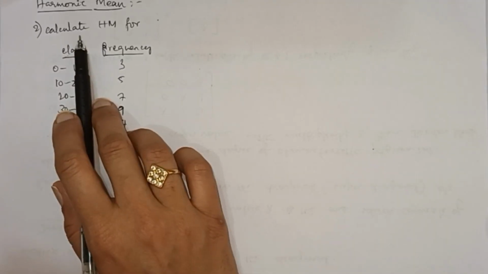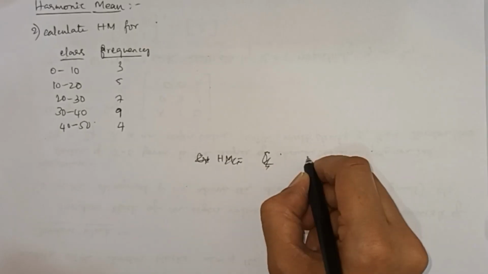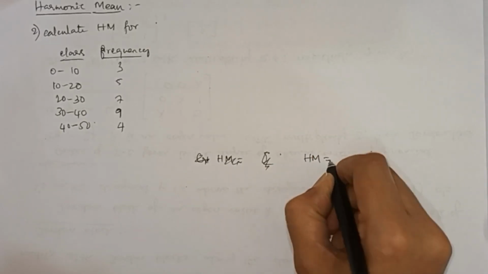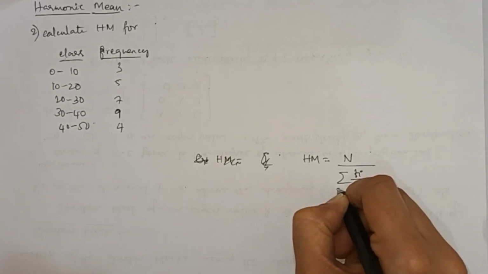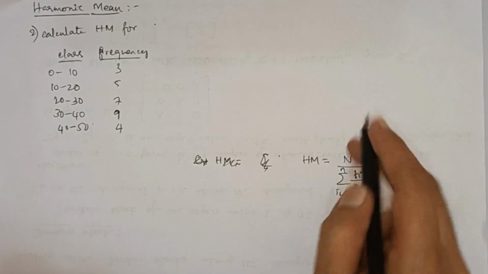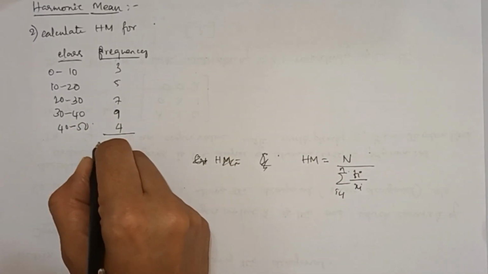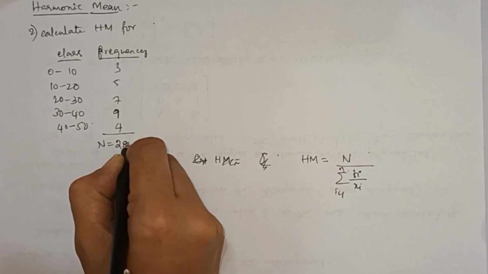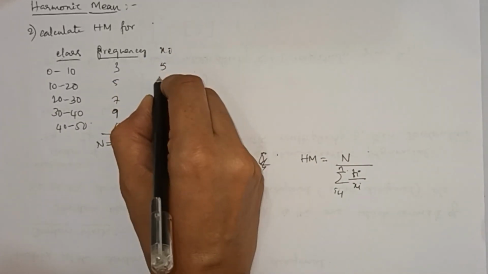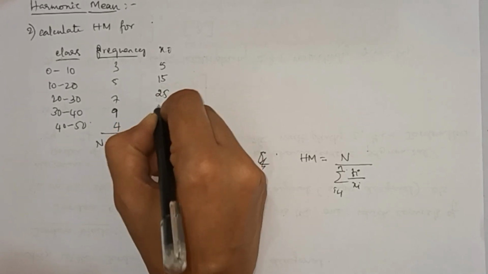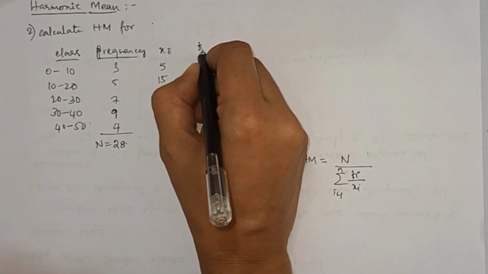Now see the second problem, calculate harmonic mean for this grouped data. The formula is harmonic mean equals capital N divided by summation of fi by xi, i equal to 1 to n. This is the formula to calculate harmonic mean. So I need total frequency N equal to 28. Then I need xi midpoint, that is 5, 15, 25, 35 and 45. Then I want fi by xi.